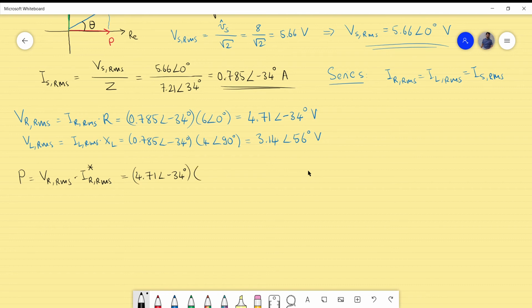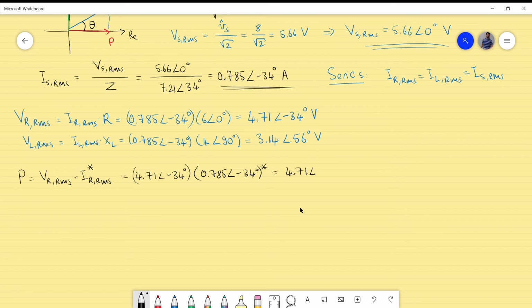That will mean I will use the current expression and I will multiply the phase by minus 1, only the phase. So if this is, for example, plus 10 degrees, that will be minus 10 degrees. So in this case it's minus 34, that will be plus 34. So I will get the following: 0.785, I will write it down again, and this will be an asterisk. And the asterisk only has an effect on the phase and not on the amplitude. So this brings us to the following expression.